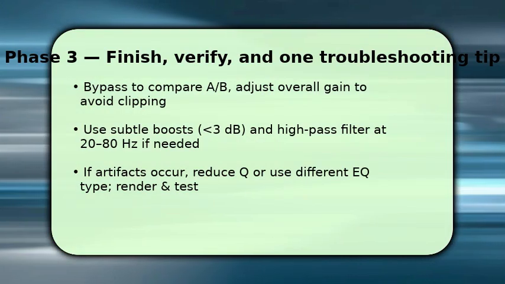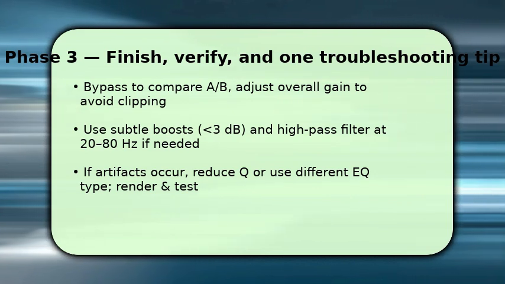Finish by comparing A/B. Bypass the EQ and listen for natural improvements. You're aiming for clarity, not obvious equalization. Make small boosts under 3 dB and set overall output to avoid clipping.